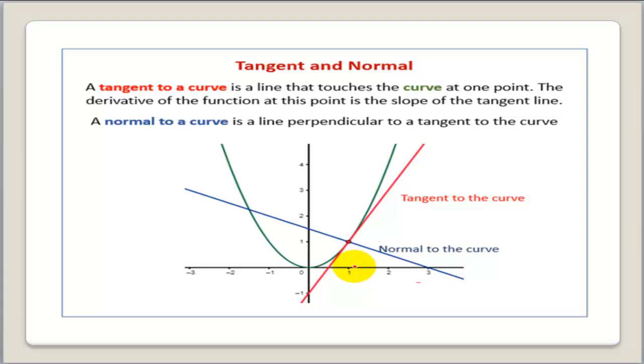So each tangent, because it is inclined at different angles with the x-axis, will be having a different slope. So derivative of a function denotes the slope of the tangent at a particular point. So if we are talking about this tangent, then derivative of the function at this point will be denoting the slope of this tangent. And what about the normal? Normal to a curve is another line which is perpendicular to the tangent at that point. So this blue line is denoting the normal to the given curve.